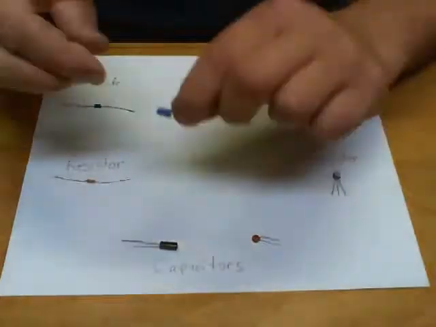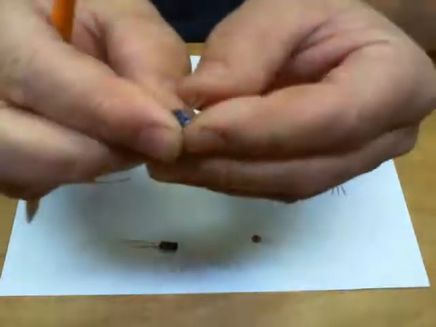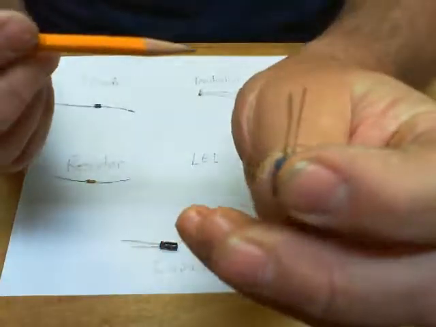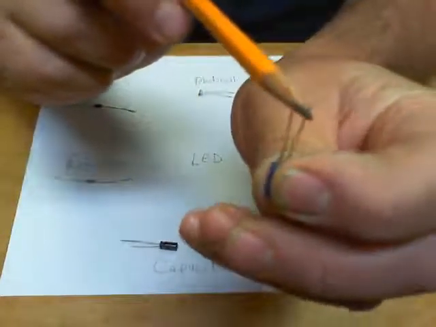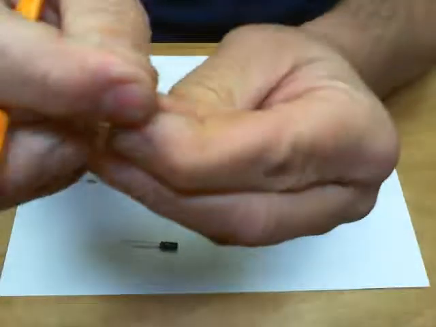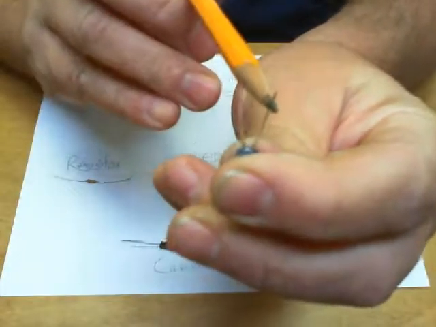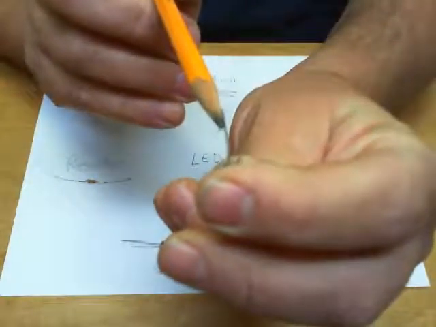Okay, next is an LED. LEDs have what's called an anode and a cathode. So when you look here, you're going to see that one leg is longer than the other. This is the anode. I'm just going to bend this apart a tiny bit. Okay, so that's the anode. And then the shorter leg is called the cathode.